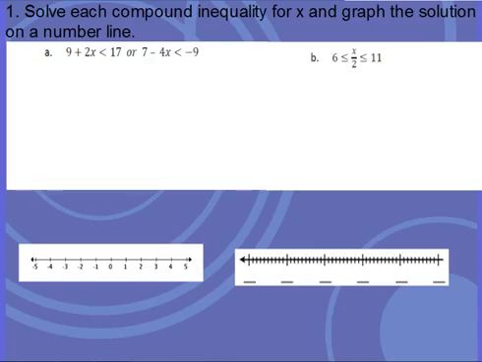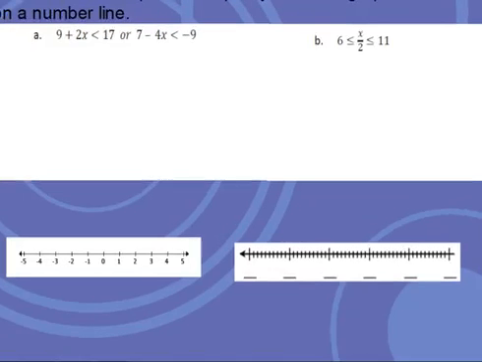This is an inequality joined by the word OR with two parts. So we have to solve each of the two parts separately. We'll take 9 plus 2x is less than 17 first. I would want to go ahead and subtract my 9 off of both sides first. It'll look something like this.